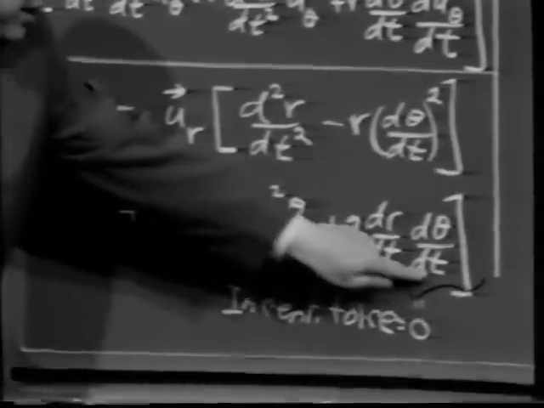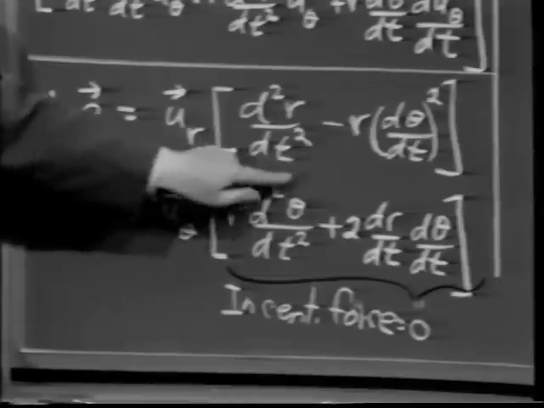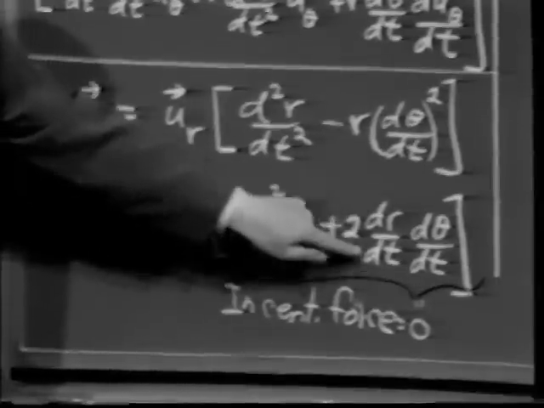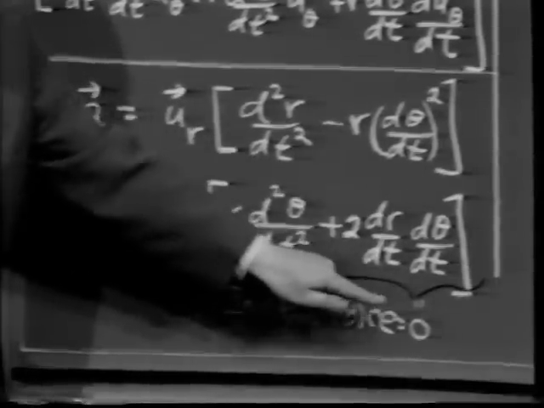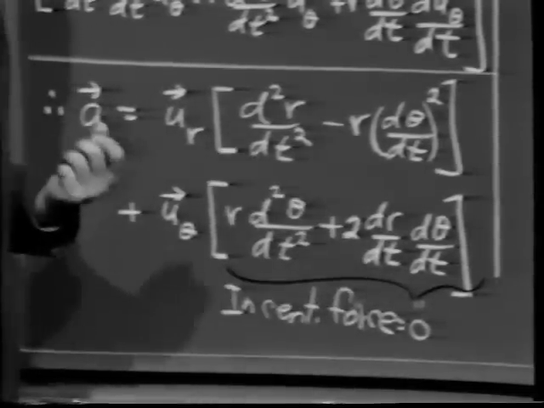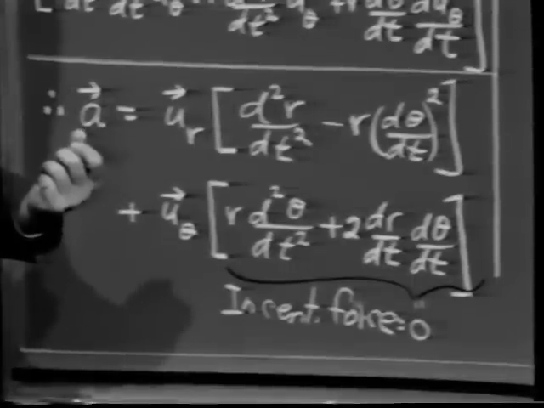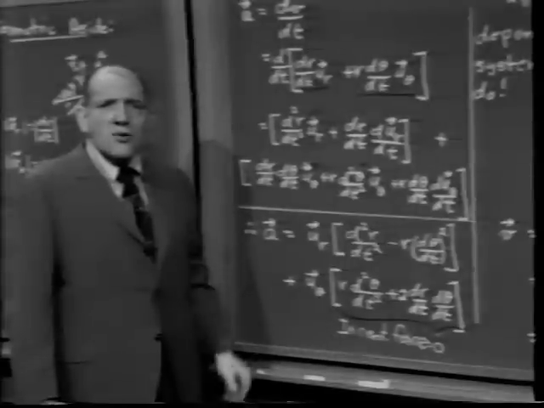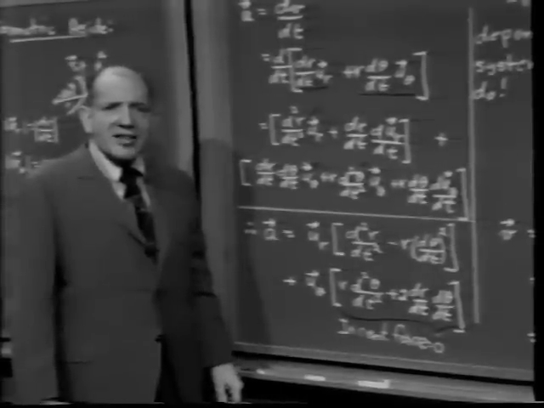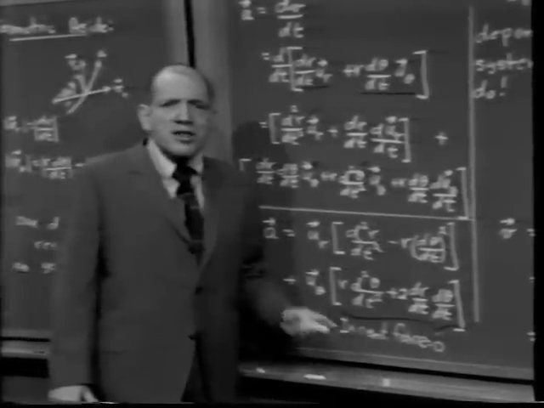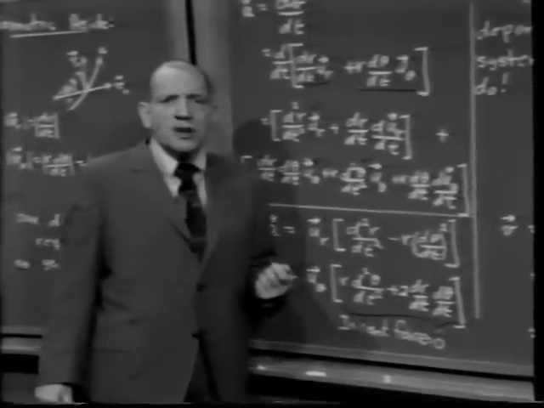So this fairly complicated expression, r d2 theta dt squared plus 2 dr dt d theta dt equals 0, becomes the fundamental equation for central force field motion. But again, we'll talk about that more in the exercises. What I wanted to do now was to make what I think is a very important summary.